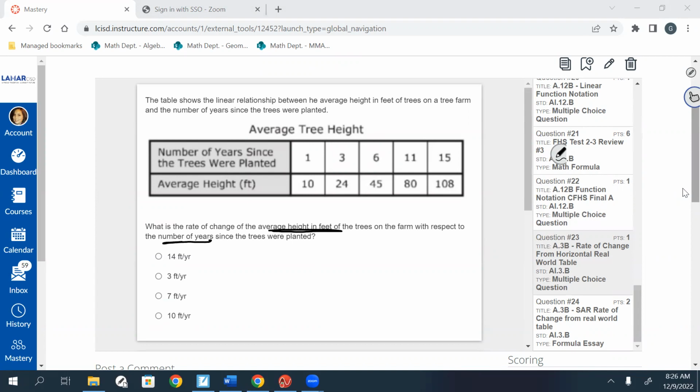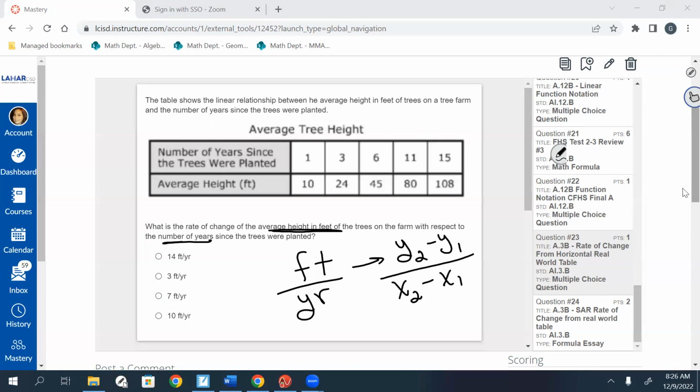And if you go and look at your answers, you see it says feet over a year, like feet per year. So that means we're going to do the number of feet that it has changed over the number of years that it has been there. So your feet is going to go on top. So that's going to be like your y because we're doing slope here. So it's change in y over change in x. So you got to do that y2 minus y1 over x2 minus x1. So that's going to help you to know which is your x and your y.